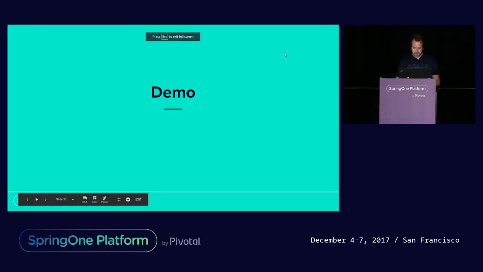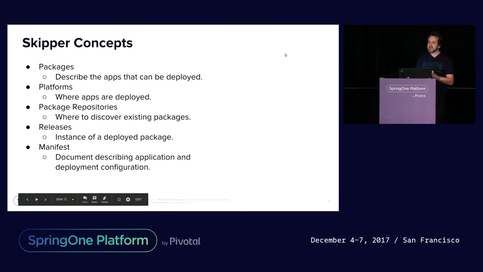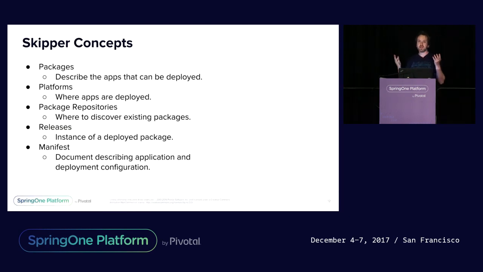That's my timer. So these are the main concepts, and I'll wrap it up really quick. Packages are the description of what can be deployed. Platforms are where they can be deployed. Package repositories are basically websites that host what packages exist, and you can point to them. Releases, you saw I was typing release name over and over again. That's like the key that you associate with a package that has been deployed, so it references a real running instance. And the manifest is that finalized YAML. If you want to know what was deployed, you look at that, and that should basically tell you everything you need to know.